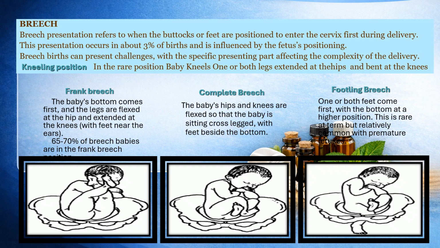There are four main types of breech presentation. Frank breech, where the hip is flexed and knees extended, is the most common type of breech presentation. Complete breech means the baby is sitting cross-legged. Footling breech, where one or both feet present first, and kneeling breech, very rare, where the baby appears kneeling. Each type affects the delivery planning and difficulty.